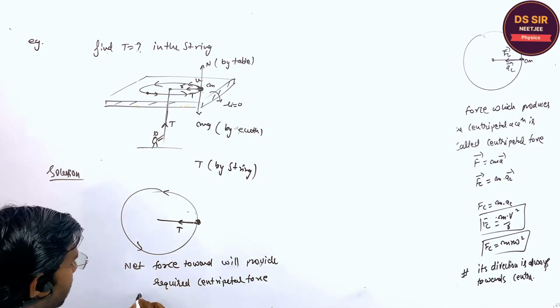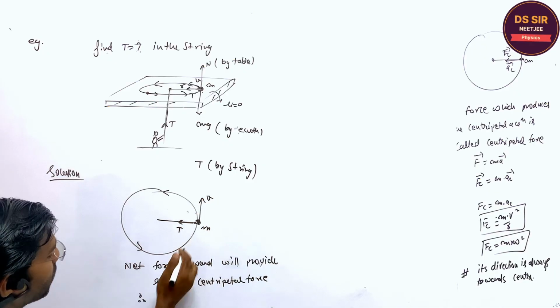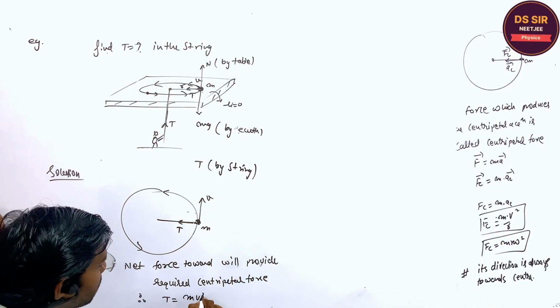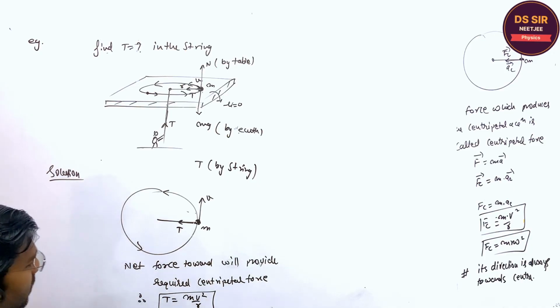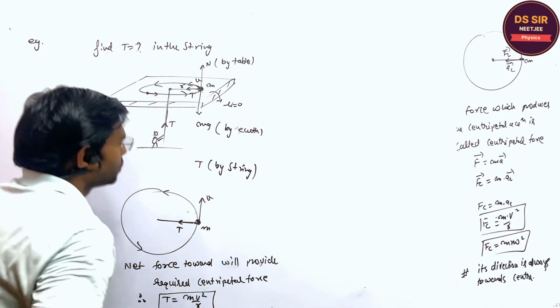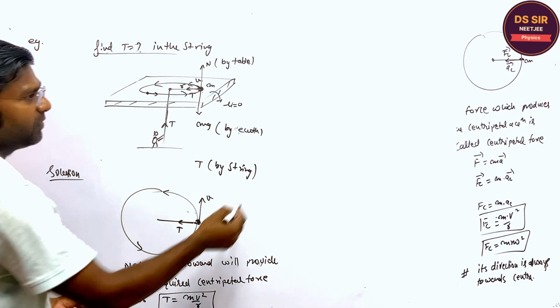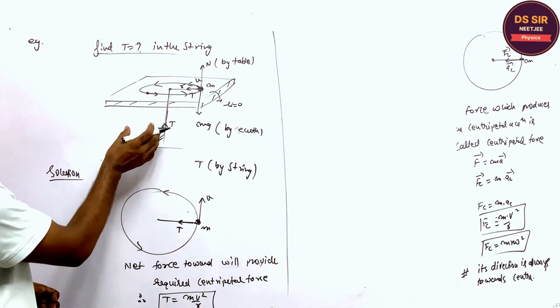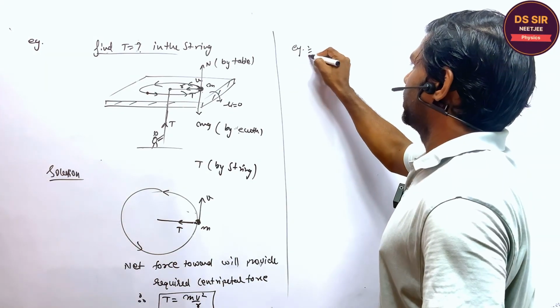So therefore, what is the centripetal force? If the velocity is v, mass is m, what is the value of the centripetal force? Say mv square upon r. Are you getting or not? So therefore, the tension is equal to mv square upon r over here. Are you getting? So in this string, what is the tension? Say mv square upon r. This is the very simple example of UCM, uniform circular motion, right? Copy this example.